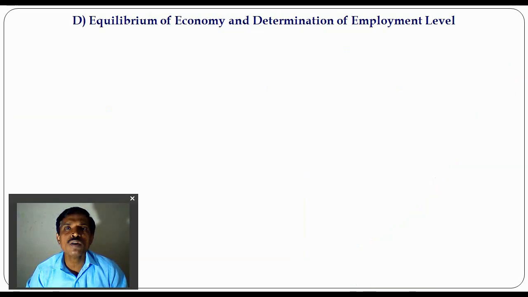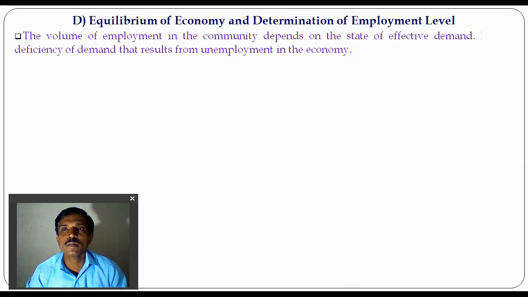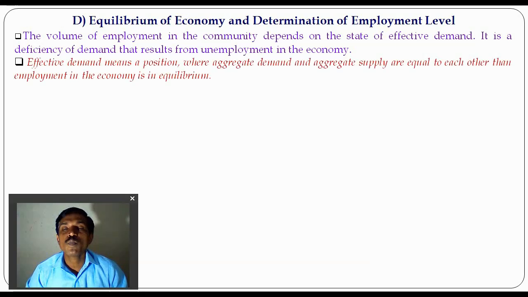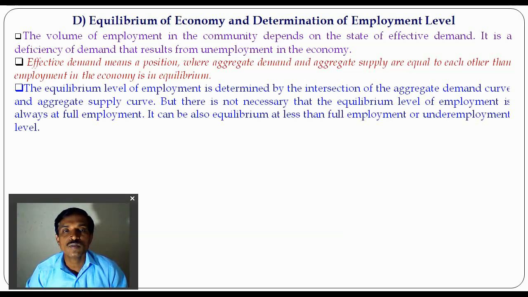So how is the equilibrium of the economy and the employment level determined? The volume of employment in the community depends upon the state of effective demand, and the deficiency of effective demand results in unemployment in the economy. Effective demand means a position where the aggregate demand and aggregate supply are equal to each other, which determines the employment in the economy and reaches the economy's equilibrium position. The equilibrium level of employment is determined by the intersection between the aggregate demand curve and the aggregate supply curve.